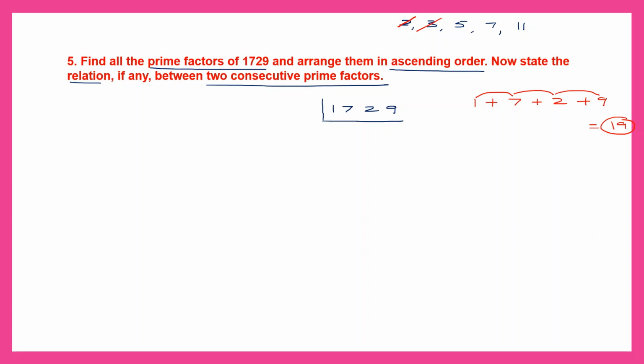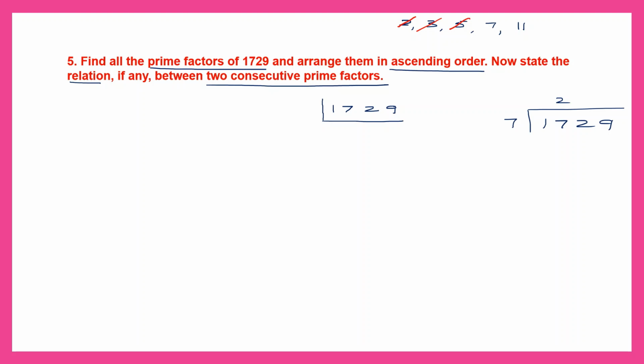So let's take off 3. Then let's go to 5. Is it divisible by 5? The ones place, the digit should be 0 or 5. Only then it's divisible by 5. That means this number is not divisible by 5 also. So take away 5. Now the next prime number is 7. So let's divide this number by 7 and see whether it's divisible. That means the remainder should be 0. 1,729. Let's divide this by 7 and see.